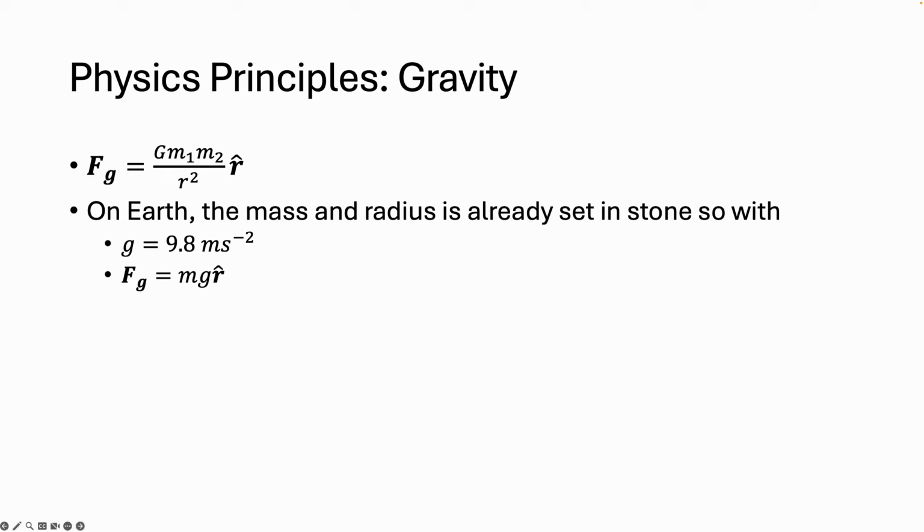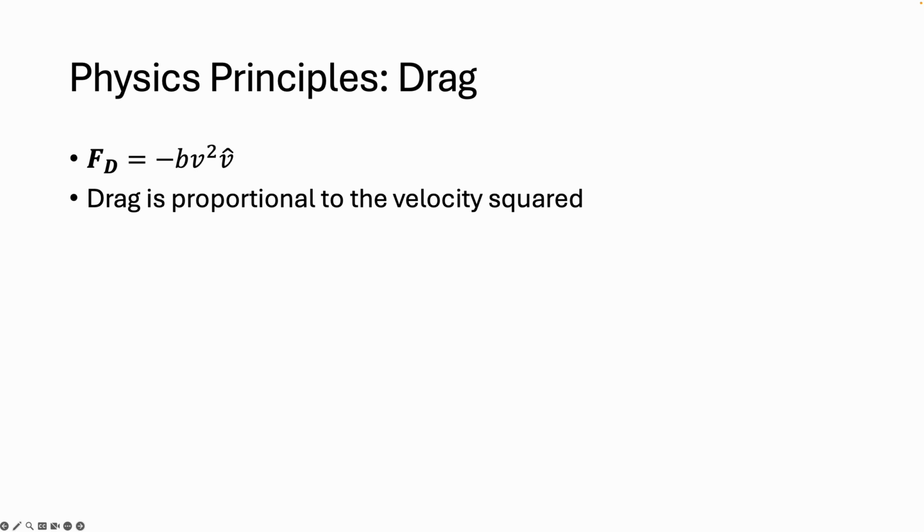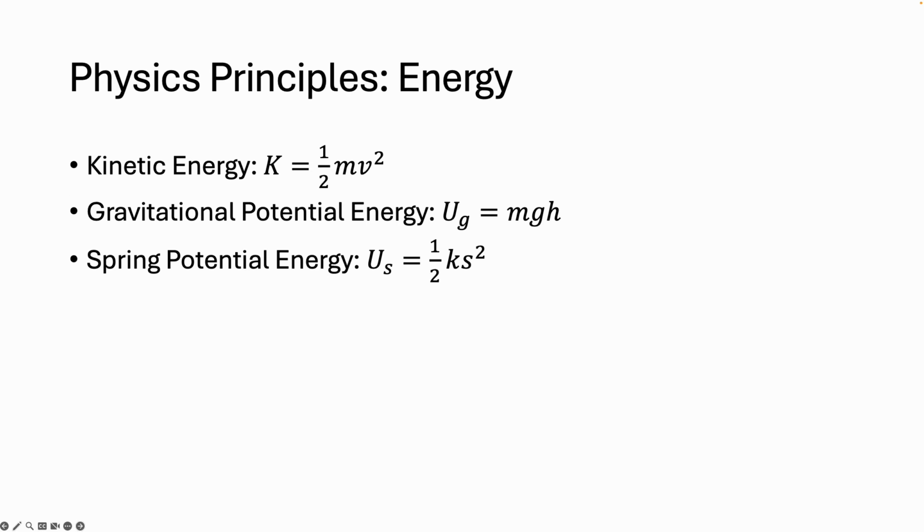Again, here's gravity, just Fg equals G m1 m2 over r squared times the direction of the position. And on Earth, the gravitational constant is 9.8. The next force acting on our object is drag, which is just Fd, negative because it's going in the opposite direction of the velocity: negative b v squared times v hat. And finally, all of the energy formulas. So kinetic energy, gravitational potential energy, and spring potential energy, which are just formulas that you can get from the formula sheet.